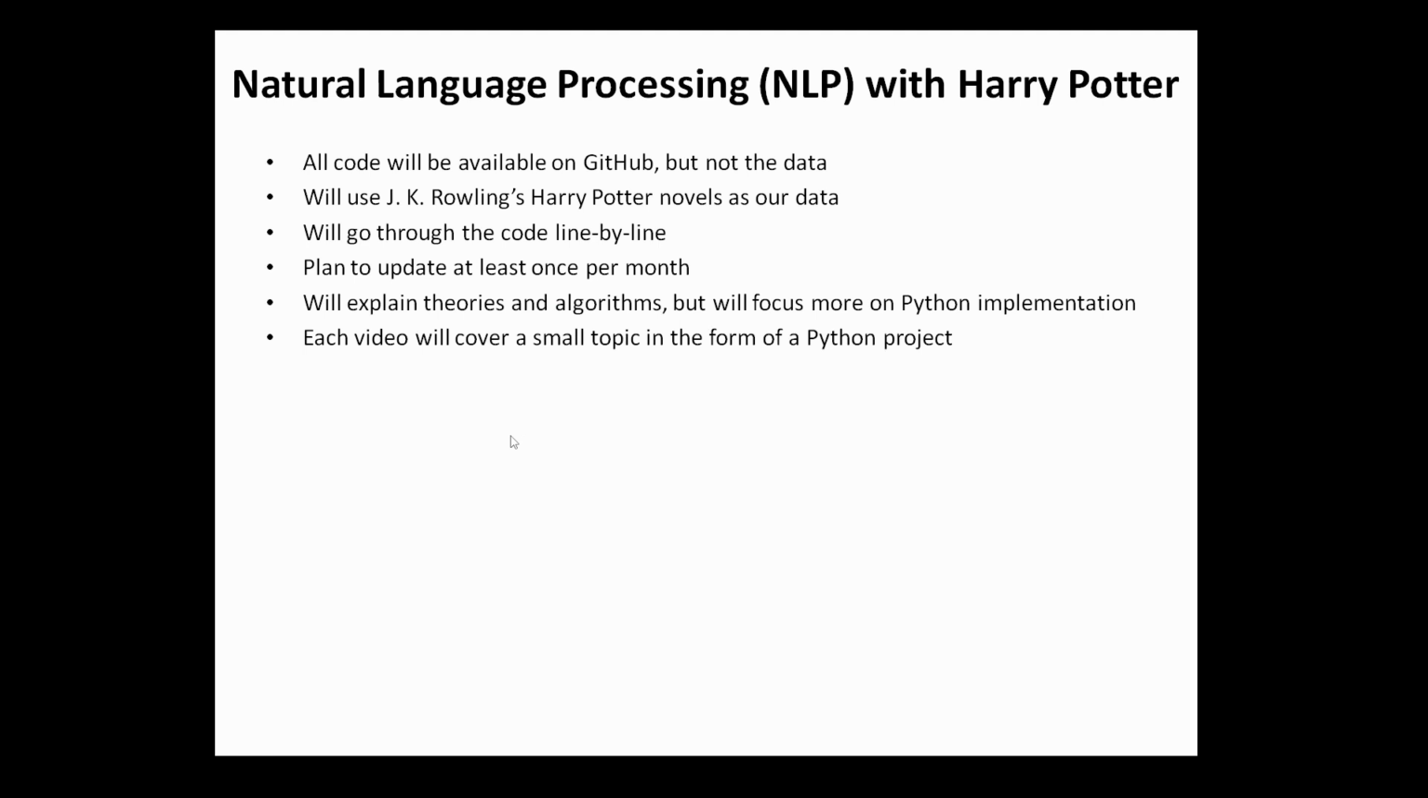This slide includes some other details. All my code will be freely available to everyone on GitHub, but I will not share the data because I don't want to run into copyright issues. I will use J.K. Rowling's Harry Potter novels as our dataset. In the video, I will go through the code line by line, and I plan to update at least once per month depending on my schedule. I will explain theories and algorithms, but I want to put more focus on Python implementation. I envision each video will cover a small topic in the form of a Python project.